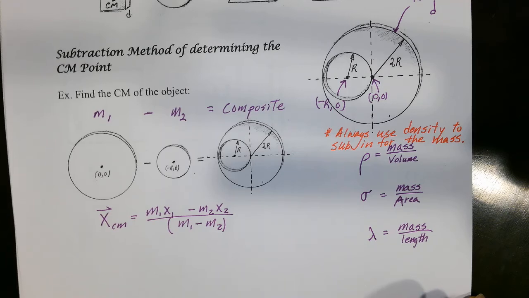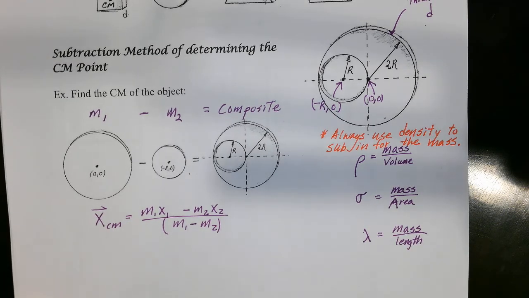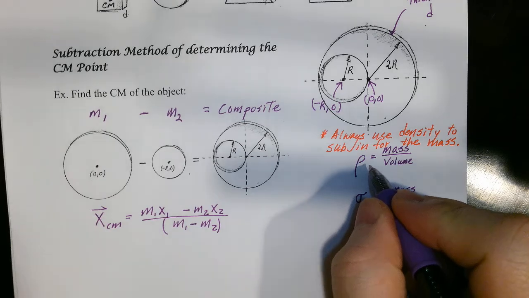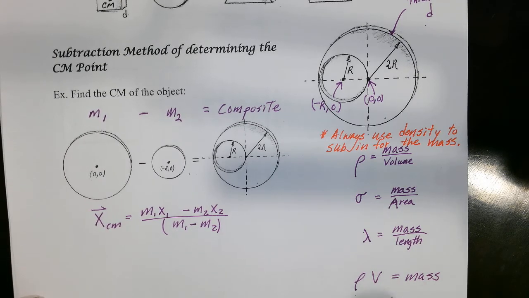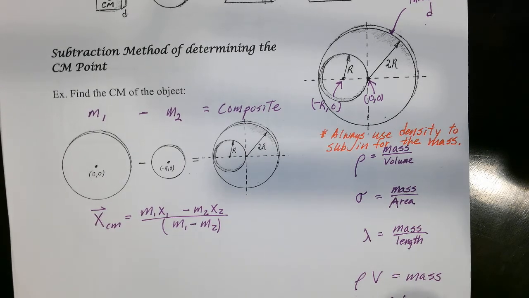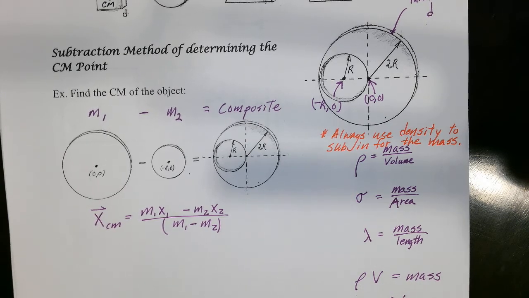But what is m? Well, since we know that rho times the volume is equal to the mass, m1 is equal to rho times volume 1, and m2 is equal to rho times volume 2.